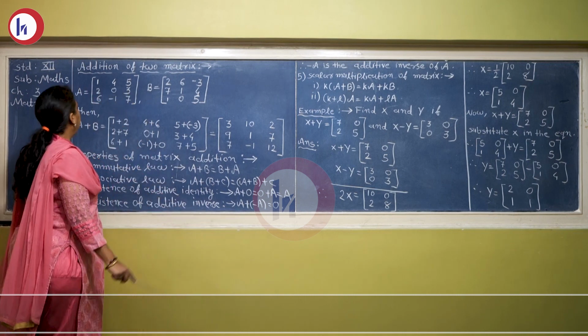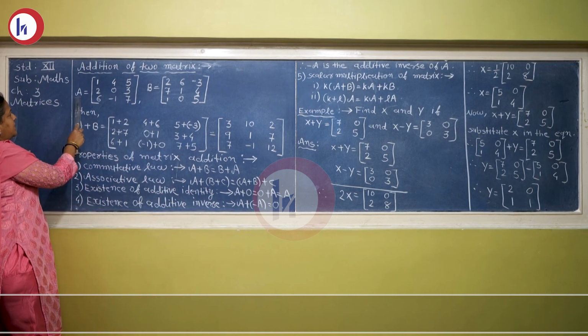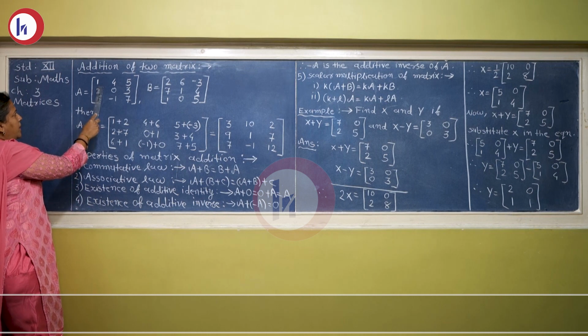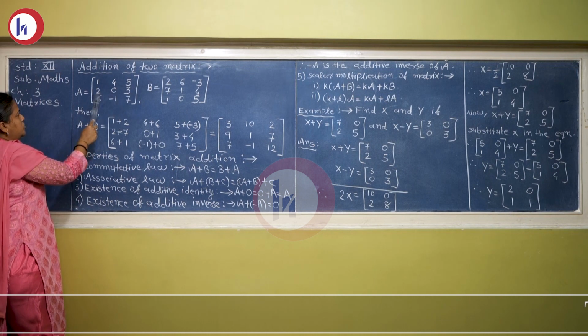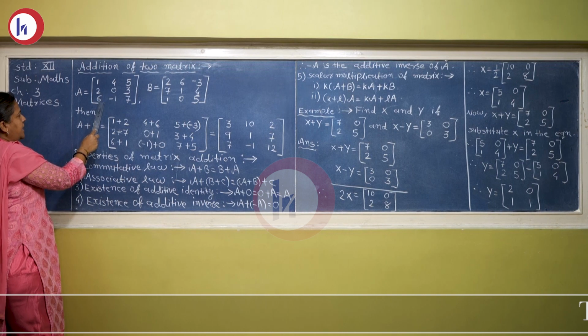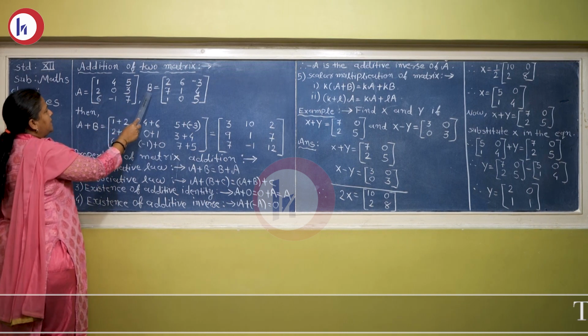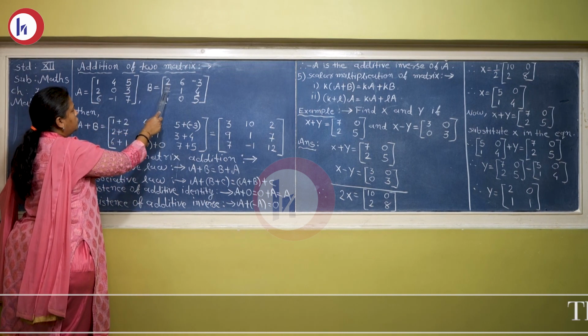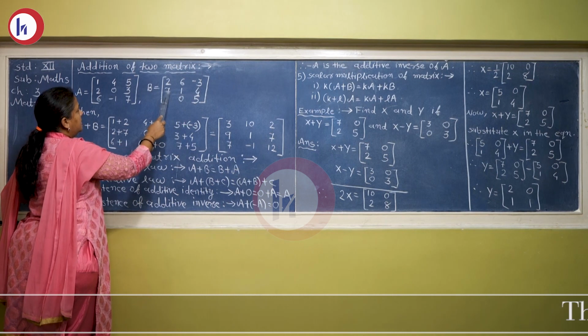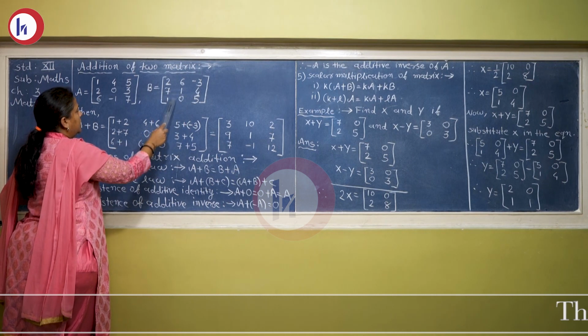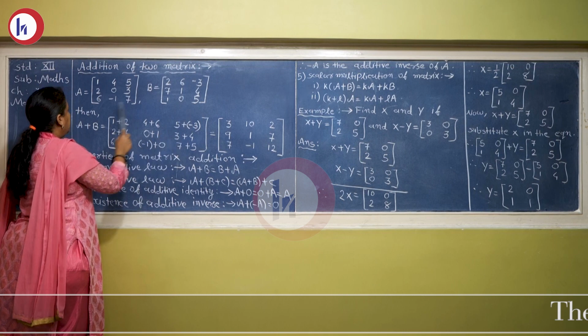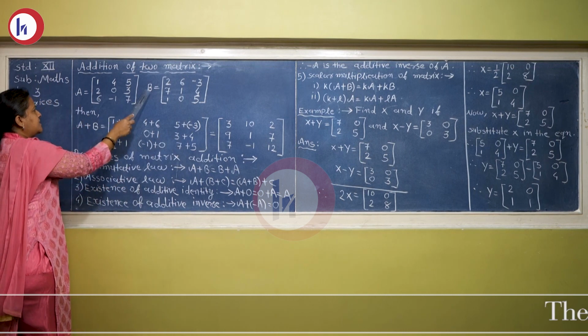First of all, here I have given the matrix A equals 1, 4, 5, 2, 0, 3, 6, minus 1, 7 and the matrix B equals 2, 6, minus 3, 7, 1, 4, 1, 0, 5. Then what is A plus B?